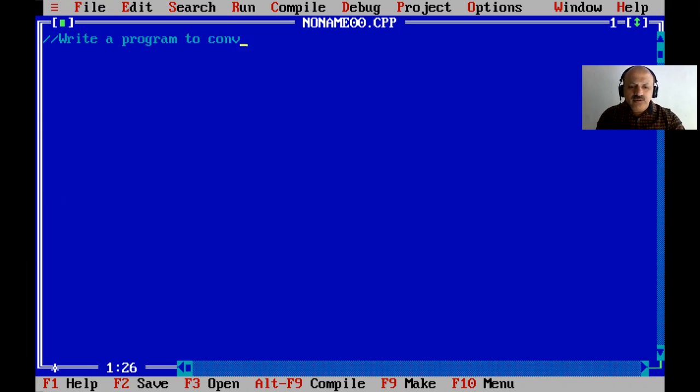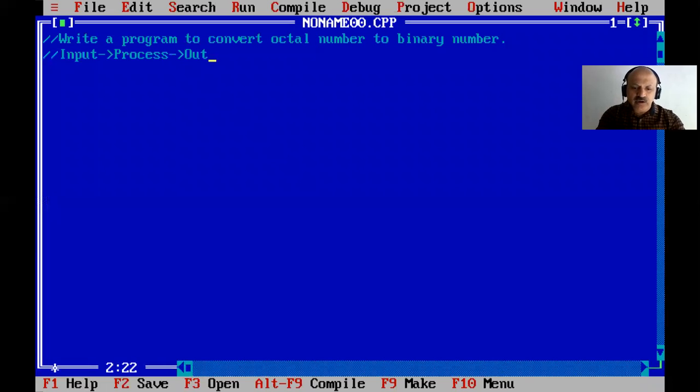convert octal number to binary number. So here that is what is a input, then what is a process, and then what is a output. So here we can enter one octal number and convert into the binary number. That is our goal. And in between, how to find out? So I think you have to know.